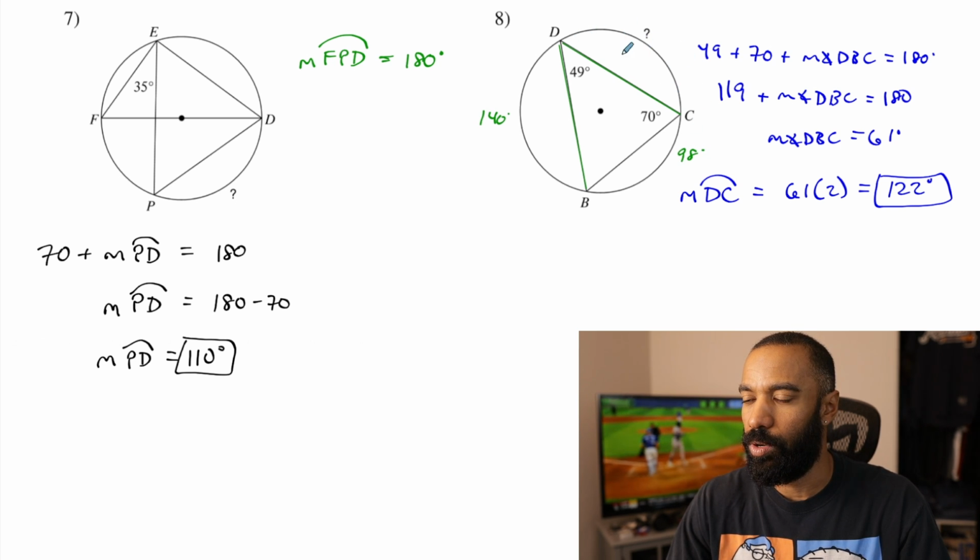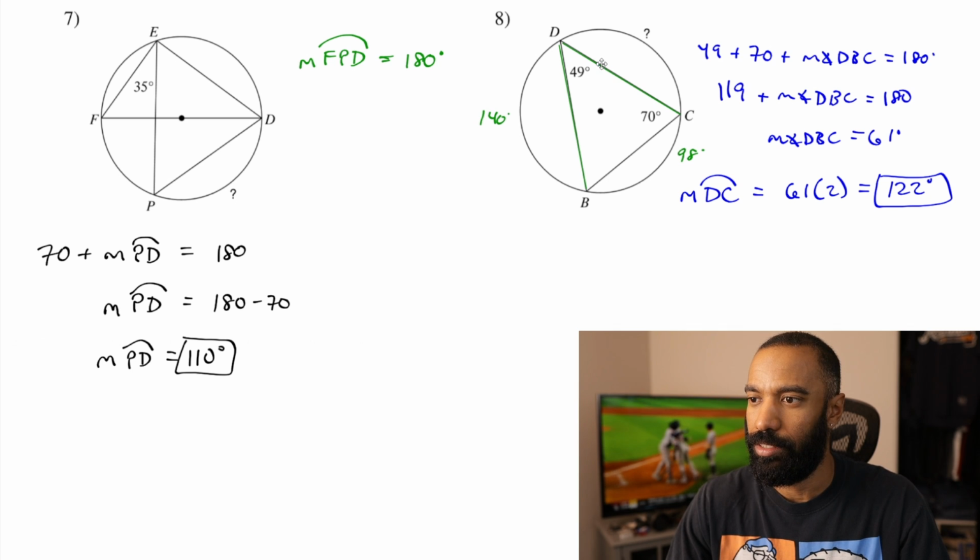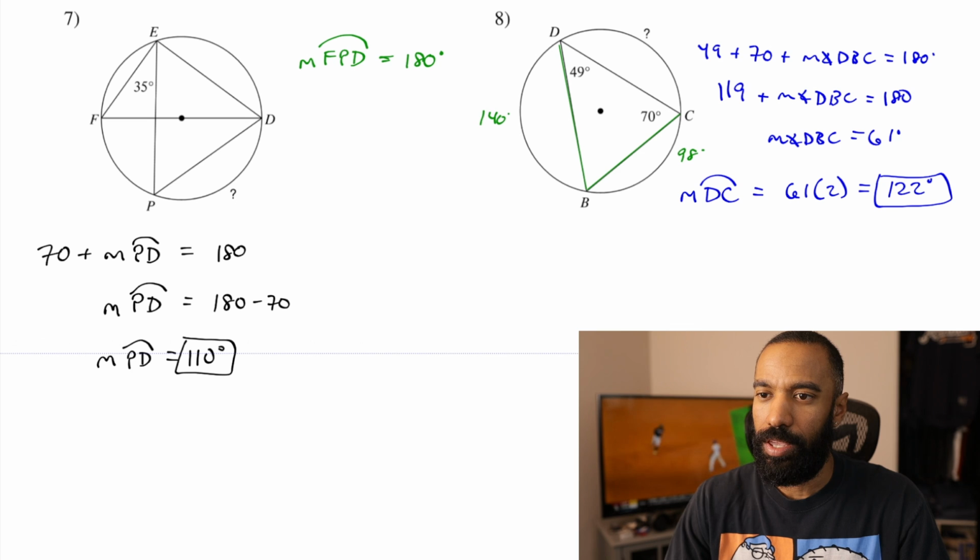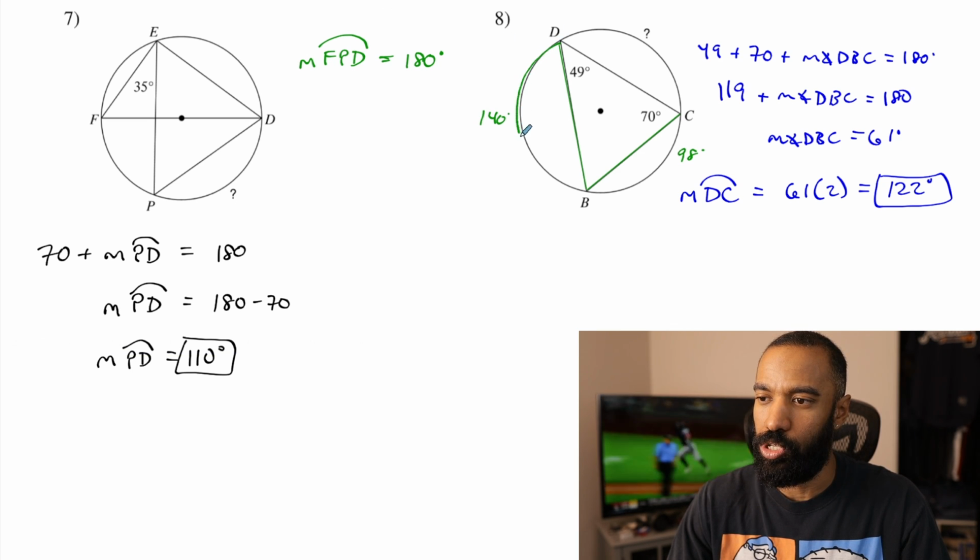And then this last one right here, the measure of that arc, what we can do is we can say, well, all 3 of these arcs combined should add up to 360 degrees.